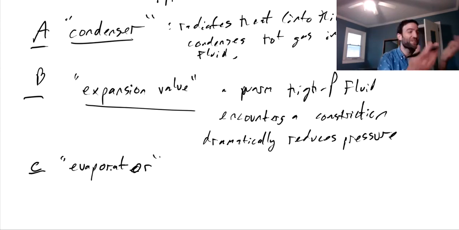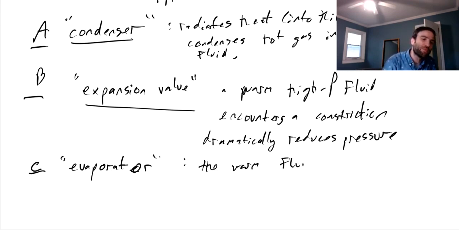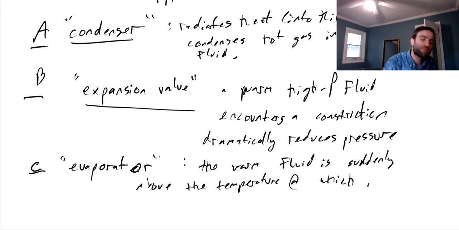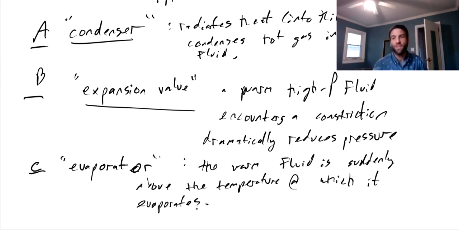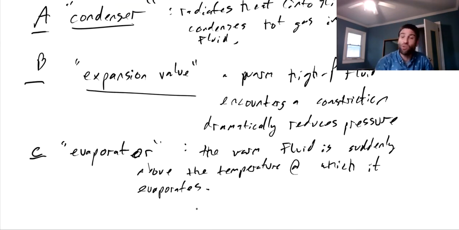Okay, so turning back to the refrigerator, the warm fluid, as I said, is suddenly above the temperature at which it evaporates. So great. Heat from the already cool air in the cold compartment now flows into the fluid in the evaporator, which is another set of coiling tubes, to provide that extra thermal energy we talked about to actually turn the liquid into a gas, right?